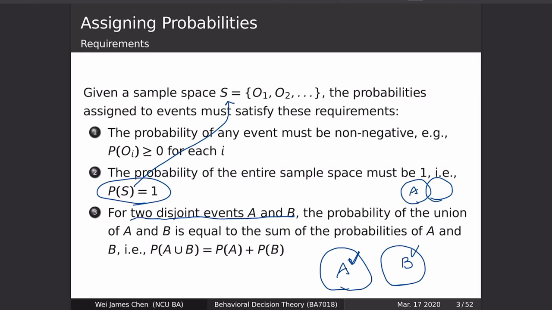Then in this region, basically A intersection with B is not empty. It's not the empty set. So it means that there's something here. That means we cannot say if A happened, B won't happen for sure. Because if it happens inside here, then A and B both happen. So if events A and B are disjoint, then we have this union rule, the addition rule, that the probability of A or B happening will equal P of A plus P of B.